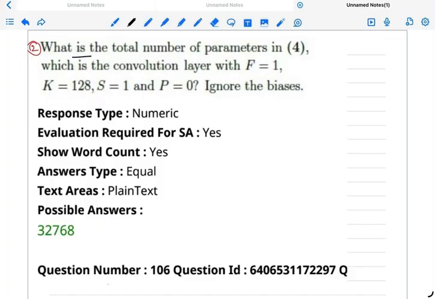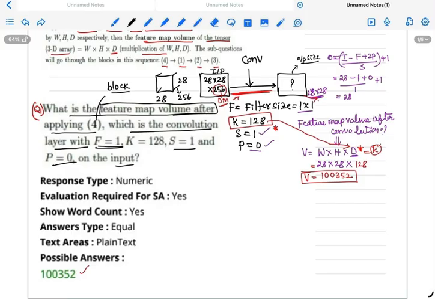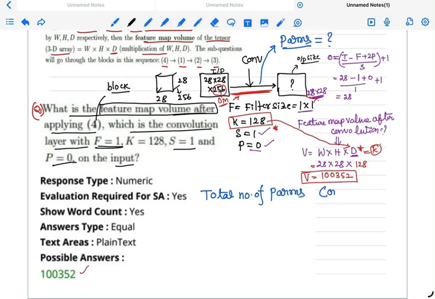Question number 2. What is the total number of parameters in block 4, which is the convolution layer with filter size 1 cross 1, number of kernels is 128, stride equals 1, padding equal to 0? So the same question, they are asking the number of parameters in the convolution layer. Total number of parameters in convolution layer.